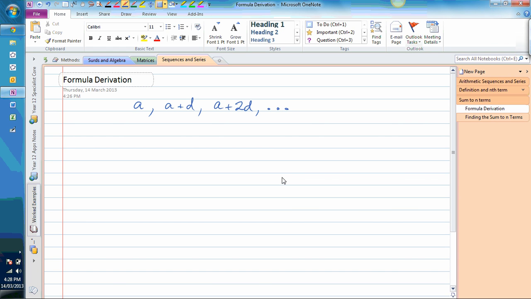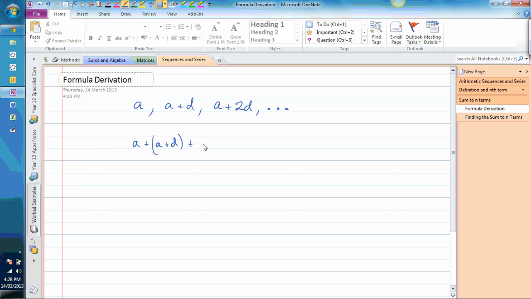So just as a recap, we talked in the last video about the problem we've got. We've got these things called sequences. Sometimes we're interested in adding up a sequence to a particular number of terms. Here's the general sequence up the top here: A, A plus D, A plus 2D, A plus 3D would be the next one, and so on.